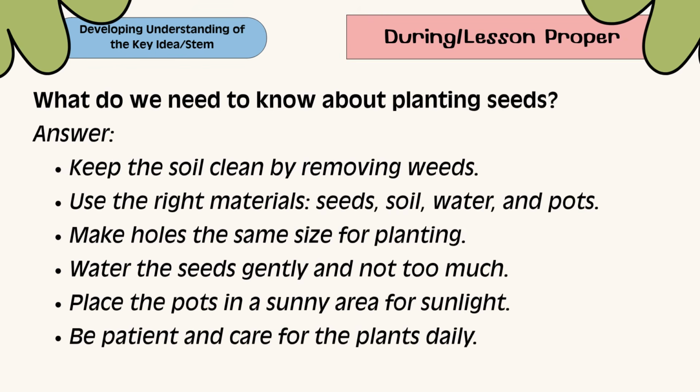What do we need to know about planting seeds? The answers are: keep the soil clean by removing weeds, use the right materials, seeds, soil, water, and pots. Make holes the same size for planting. Water the seeds gently and not too much. Place the pots in a sunny area for sunlight. Be patient and care for the plants daily.